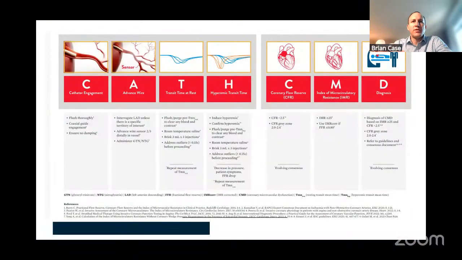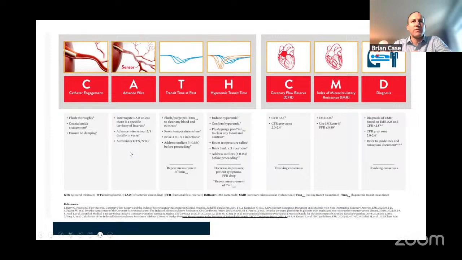So this came out in JACC last year, and it's a mnemonic just to help you remember the different steps for doing CMD evaluation. The C, this is just good invasive physiology technique. You want your guide well engaged and coaxial. You want to flush out all the contrast, and you want to ensure there's no dampening. Then you want to advance your pressure wire down the LAD, at least 2/3 down it.